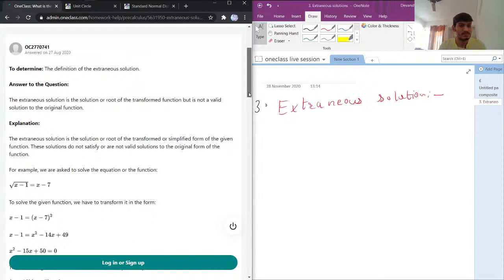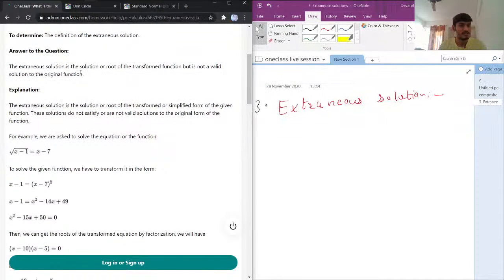So the definition of the extraneous solution. Answer to the question, I have also written the definition. An extraneous solution is a root of a transformed equation that is not a root of the original equation because it was excluded from the domain of the original equation. Let's check the definition: the extraneous solution is the solution or root of the transformed or simplified form of the given function. These solutions do not satisfy, or are not valid solutions to, the original form of the function.